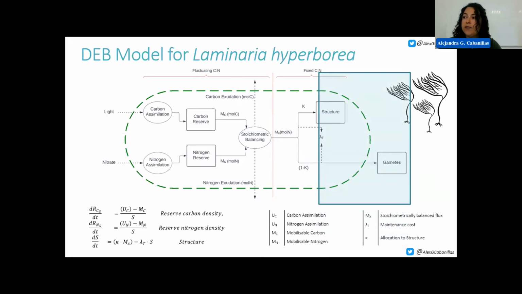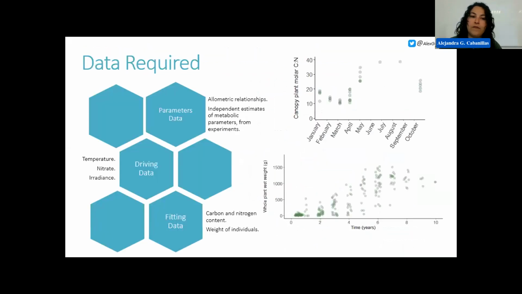So once we've got this brilliant model set, what do we have? We've got data that needs to be fed to the model, so we actually have some bases in the real world. We can separate the data that we required in 3 sections: parameters, driving and fitting data. The information that we require for parameterization of the model behavior comes from the allometric relationships and independent estimates for metabolic rates that are from previously published experimental results.